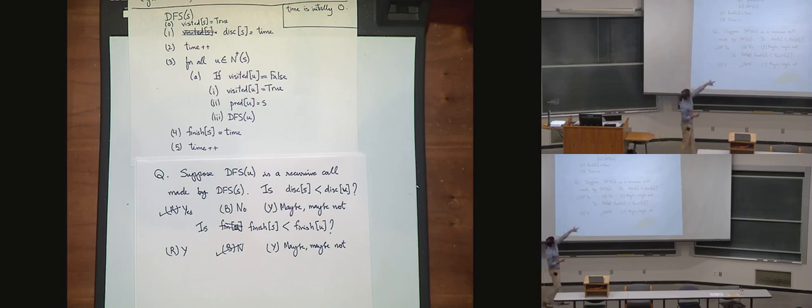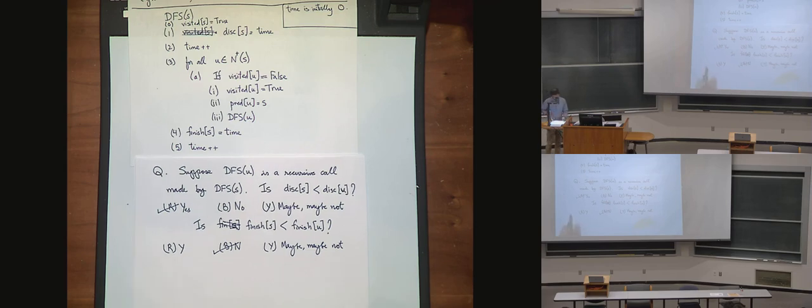So if DFS-U is a recursive call made by DFS-S, then you know exactly what the order of the discovery times and the order of the finish times are. This is not a very difficult observation to make. But what you will see is that these observations give the power of DFS in solving problems. Okay, so I'm going to write this out.